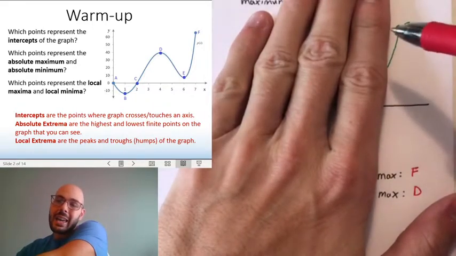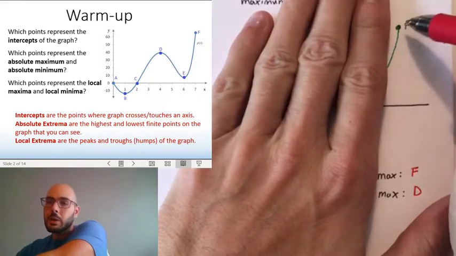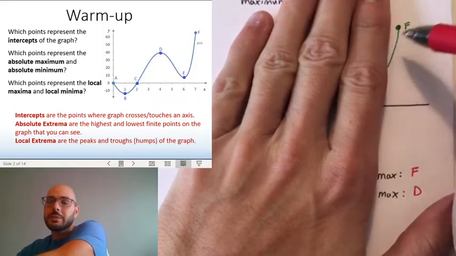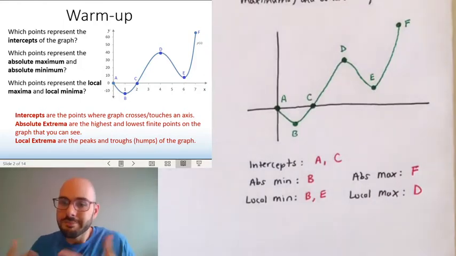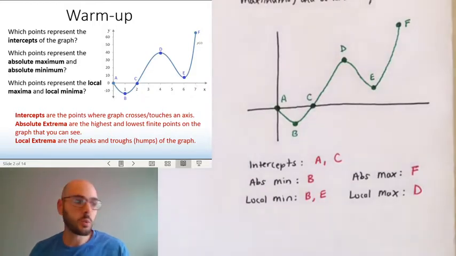Because F is an endpoint, there's nothing for me to compare it to on the right side, only on the left side. And we don't like that for local extrema. We need it to have stuff on both sides. So that's just one example.